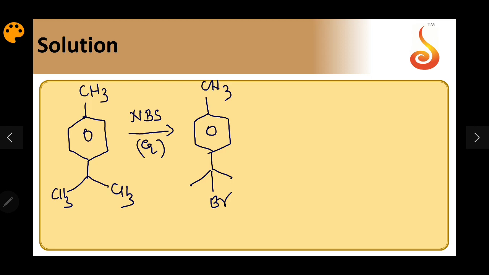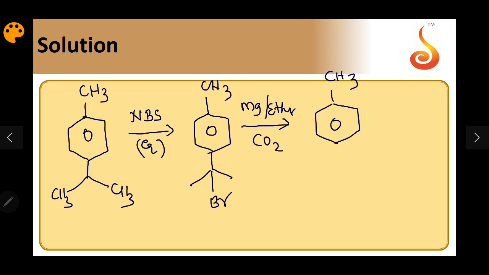Then after that it is treated with magnesium and ether, and then it is reacted with carbon dioxide. So with carbon dioxide, you take RMgX to become RCOOH. So RBr will become RMgBr, then finally RCOOH. So Br is finally replaced by a carboxylic acid group. This is the final product.